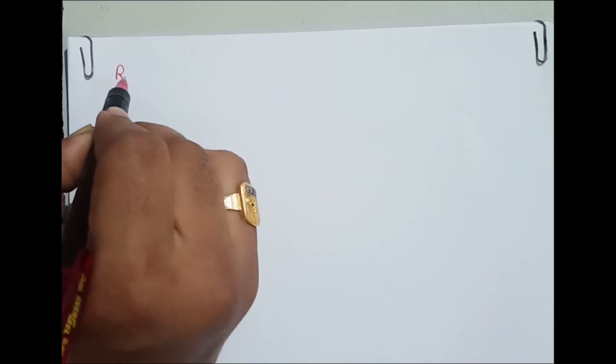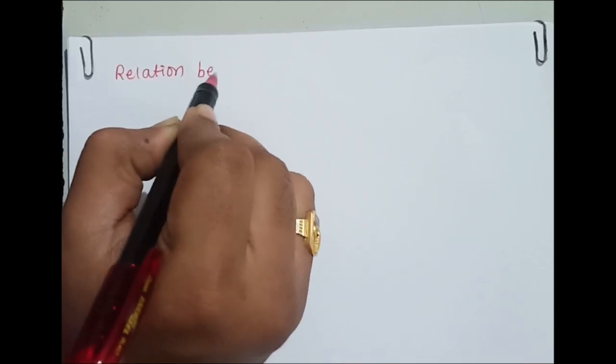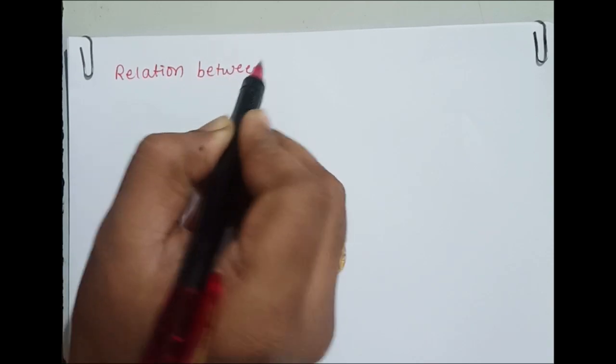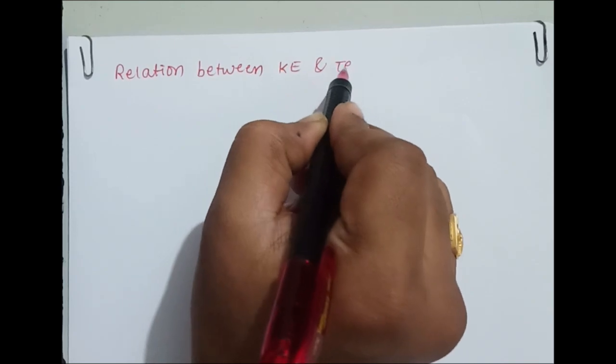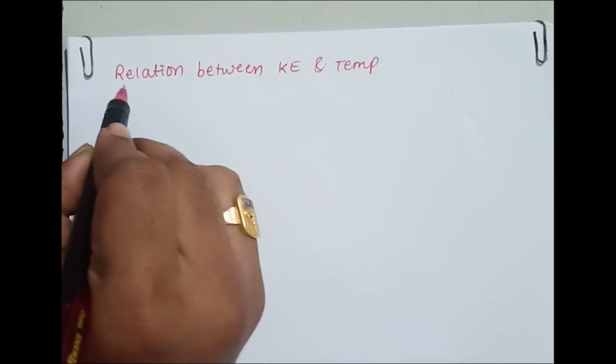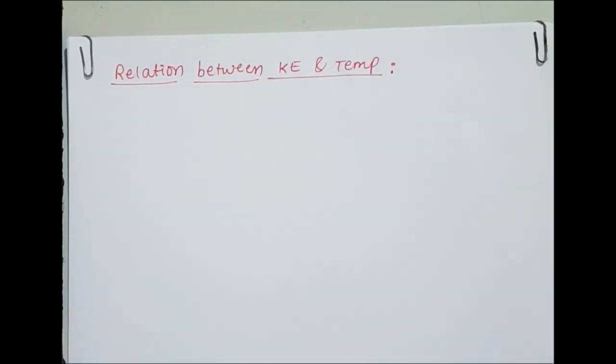Today's topic is to derive the relation between kinetic energy and absolute temperature. Absolute temperature means temperature in the Kelvin system, right? So today's topic is based on the previous topic. The previous video was becoming lengthy, that's why I'm making this another video. Actually in the classroom we used to explain this along with that previous topic.